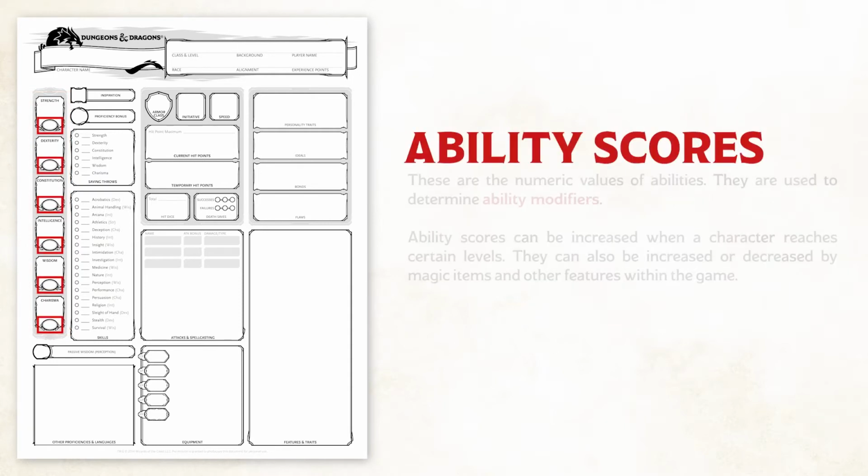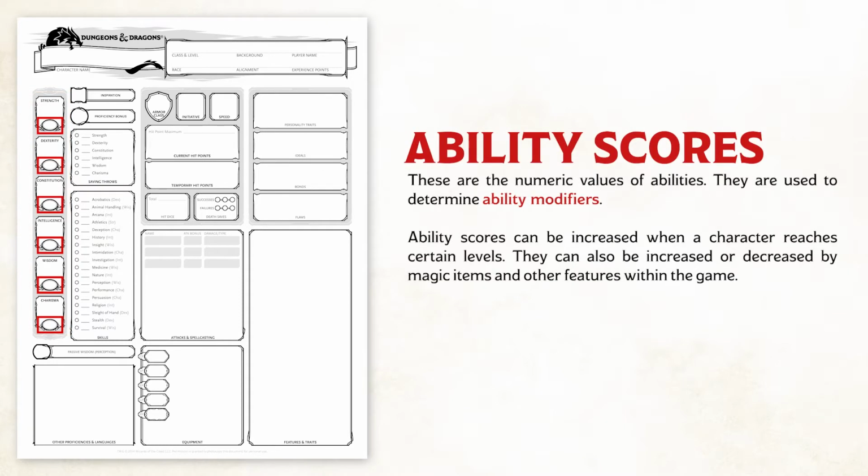Ability scores. These are the numeric values of abilities. They are used to determine ability modifiers. Ability scores can be increased when a character reaches certain levels. They can also be increased or decreased by magic items and other features within the game.